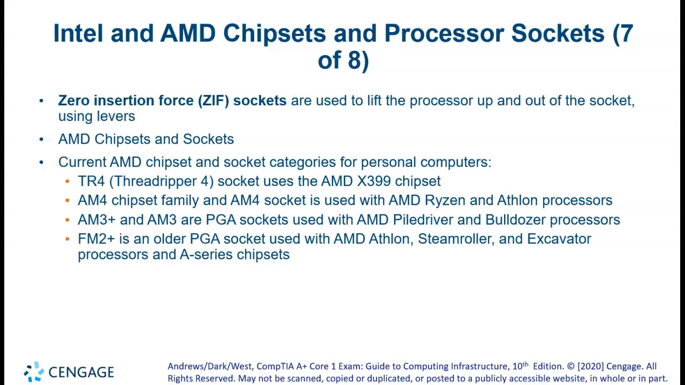AMD chipsets and sockets: current AMD chipset and socket categories for personal computers. TR4, Threadripper 4 socket, uses the AMD X399 chipset. AM4 chipset family: the AM4 socket is used with AMD Ryzen and Athlon processors. AM3 Plus and AM3 are PGA sockets used with AMD Piledriver and Bulldozer processors. FM2 Plus is an older PGA socket used with AMD Athlon, Steamroller, and Excavator processors and the A series chips.